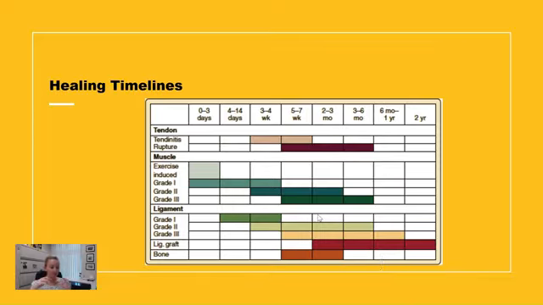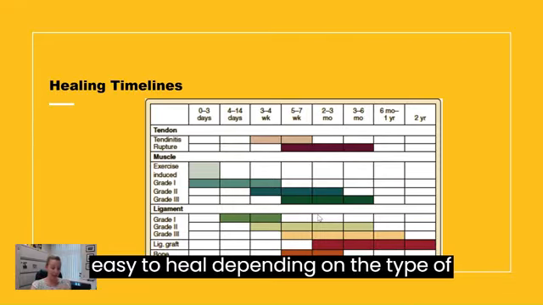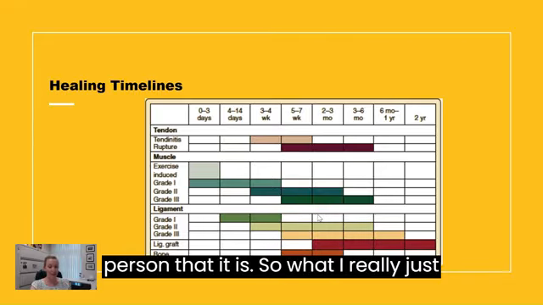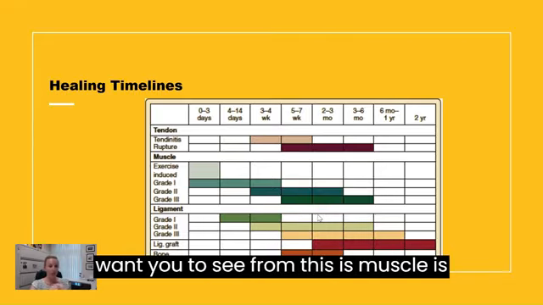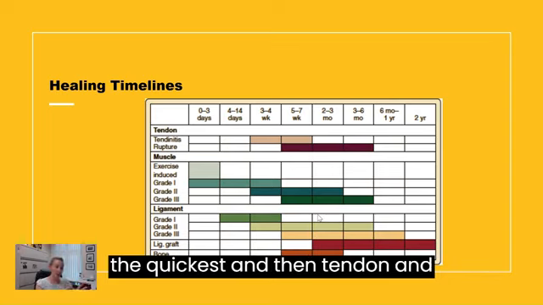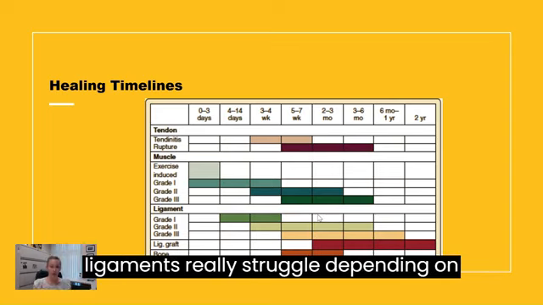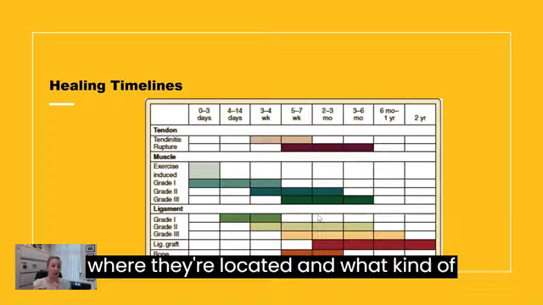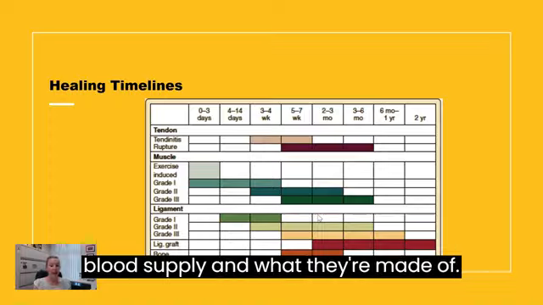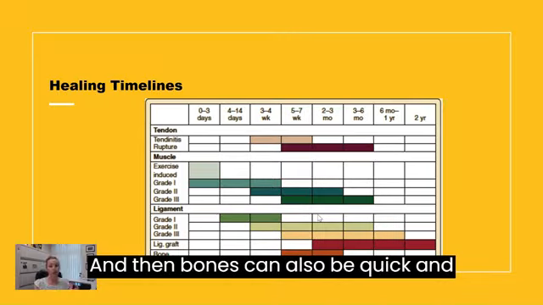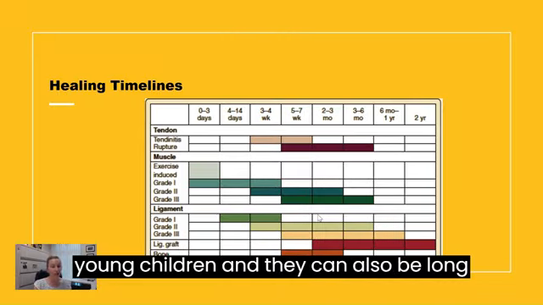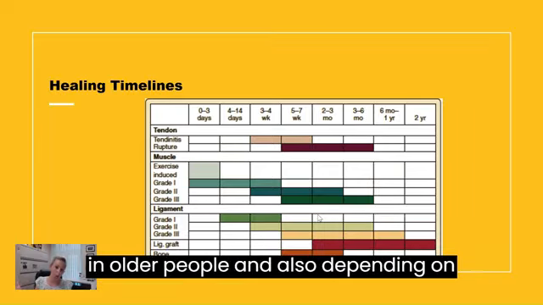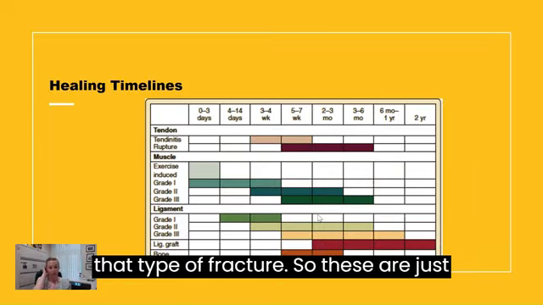Bones can be easy to heal depending on the type of fracture, where it's located, and the person it is. So what I really want you to take from this is muscle is the quickest, and then tendon and ligaments really struggle depending on where they're located and what kind of blood supply they have and what they're made of. And then bones can also be quick in young children, and they can also be long in older people, and also depending on that type of fracture.